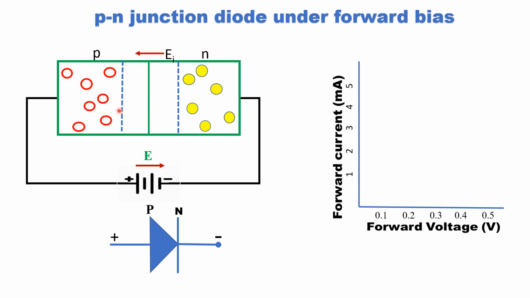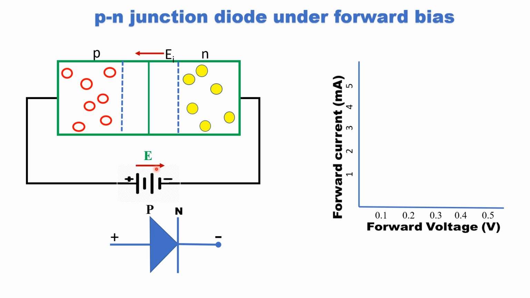Now, we bias the PN junction diode for current conduction. We can bias the PN junction diode in two ways on the basis of external electric field direction: forward bias and reverse bias. First, we will discuss the PN junction diode under forward bias. In forward biasing of a PN junction, we connect the P region of the junction with the positive terminal and the N region with the negative terminal of the battery.